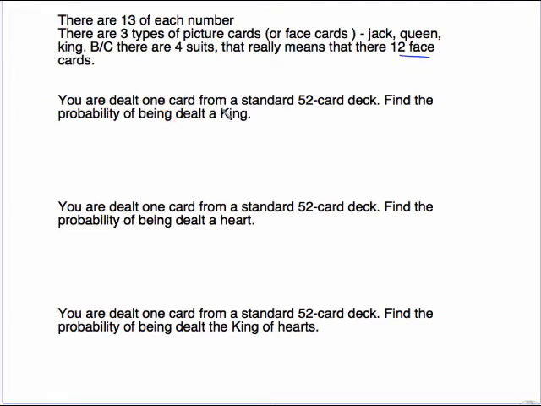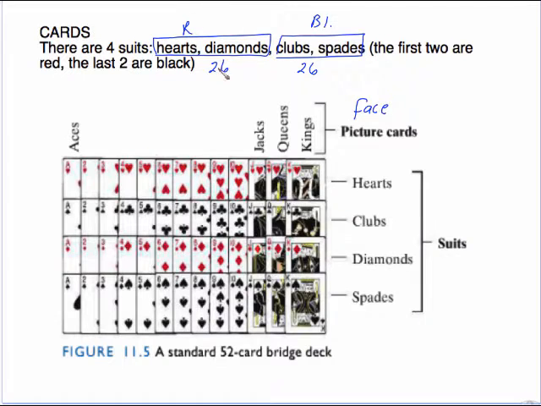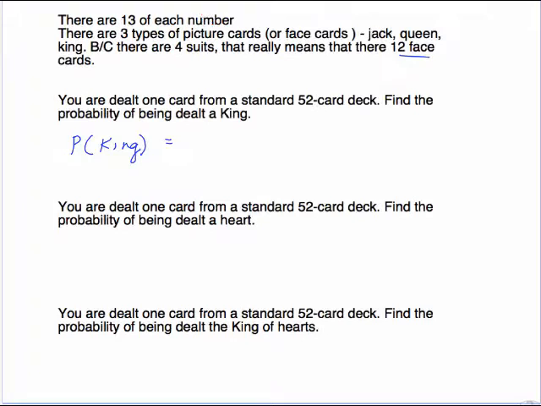So you are dealt 1 card from a standard 52 card deck. Find the probability that you are dealt a king. Now for you guys that know cards, this is a very easy thing to do. If you don't know cards, let's look back. How many kings are there? 1, 2, 3, 4. There are 4 kings listed there out of 52. And 4 over 52 reduces to 1/13.